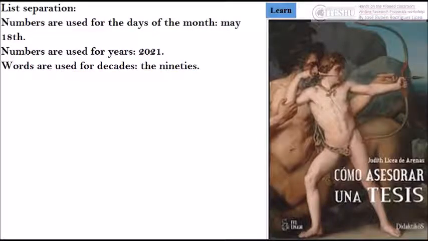List separation. Numbers are used for the days of the month, May 18th. Numbers are used for years, 2021. Words are used for decades, the 90s.